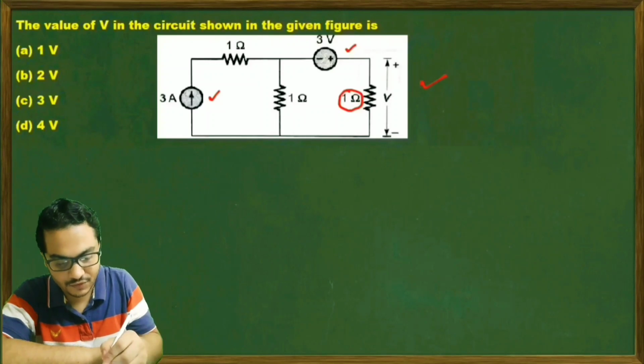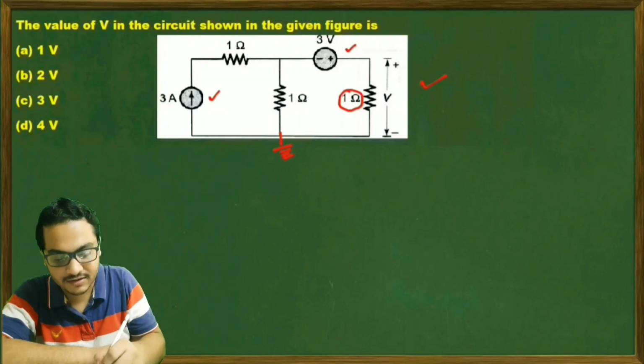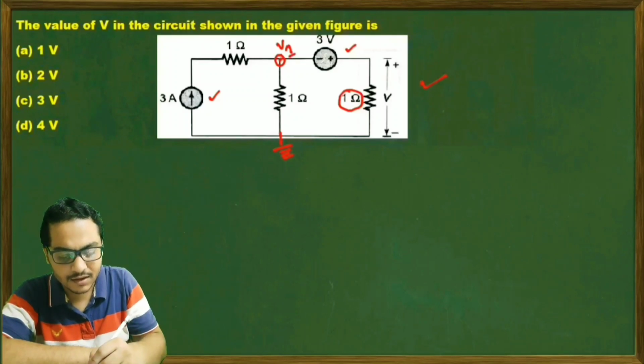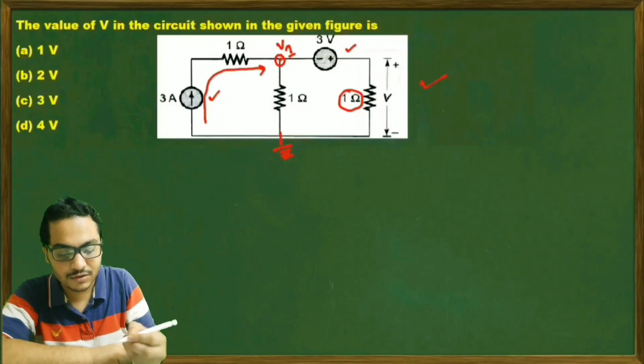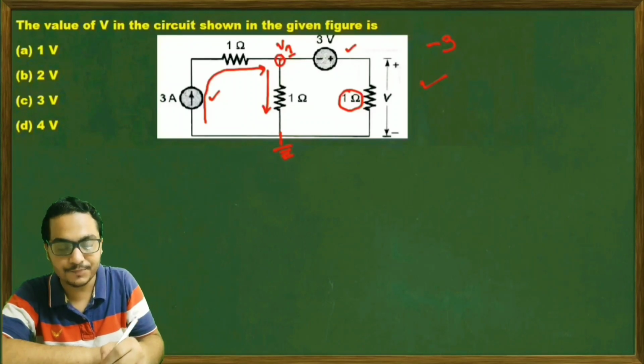Let's assume this to be your reference node and this to be your main node. Let's say this one is V1. Now in this branch 3 ampere current is coming to this node, so this 3 ampere current will take a negative sign, so this is minus 3. And let's assume the current flowing through the 1 ohm resistance is like that, leaving this node, and the current flowing through this branch is like this.